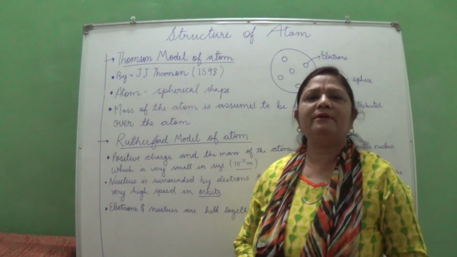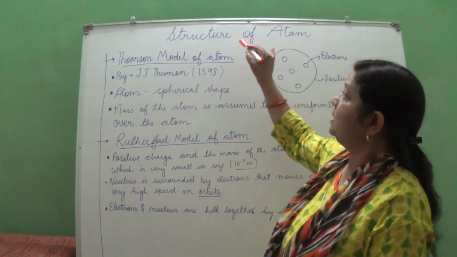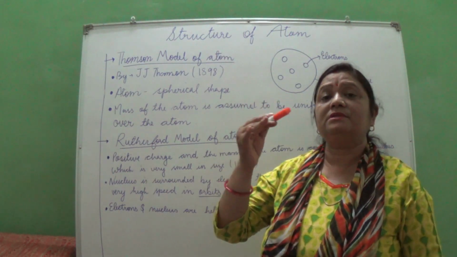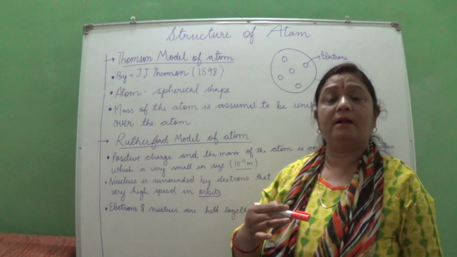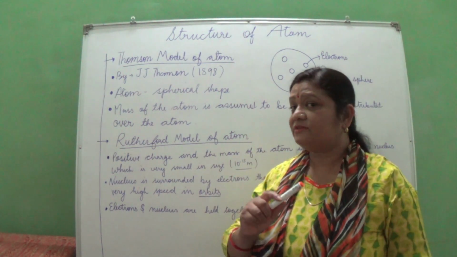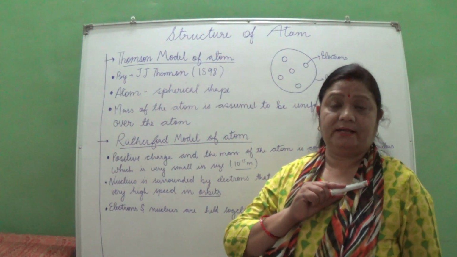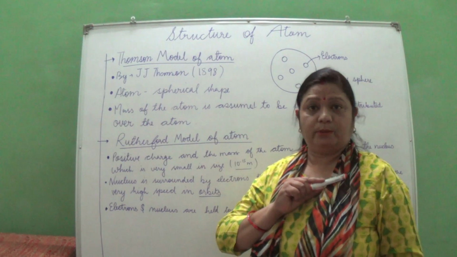Hello students, today we are going to study about the structure of atom. It means how the electrons, protons and neutrons are arranged to form an atom. For this, a number of scientists came forward to explain this structure of atom, and they gave models also.